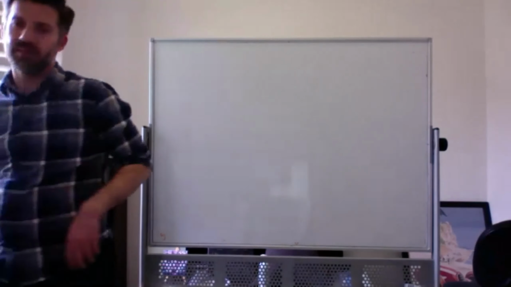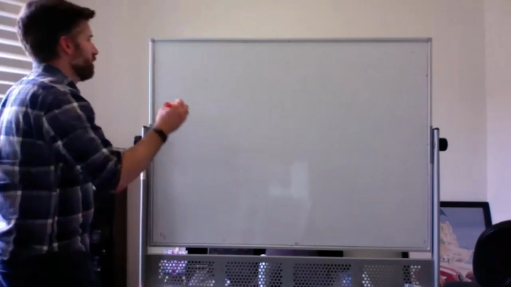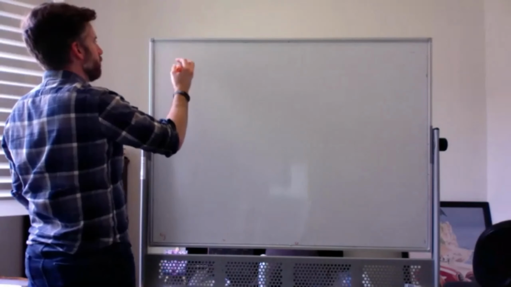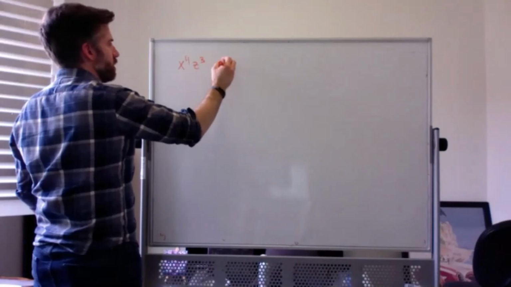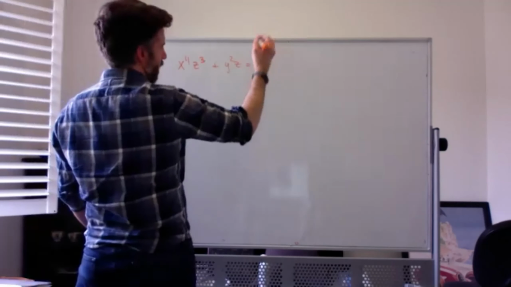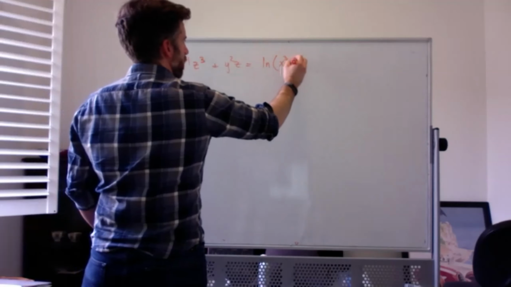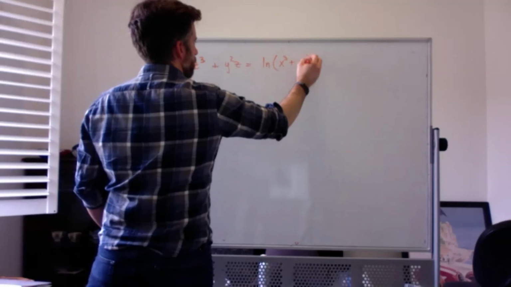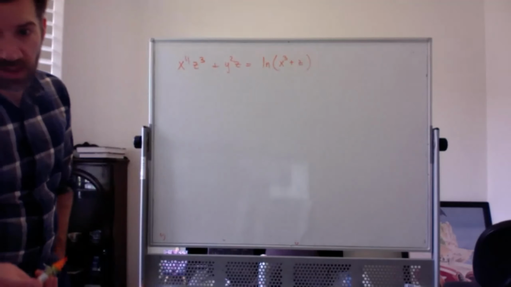So, oh, I had an example. I'm just going to make something up. This is very much like what we did in 17A, where you just have all your variables mixed together. So let's say we had something like x to the fourth z cubed plus y squared z equal to natural log of x cubed plus z. And I want to find my partial of z with respect to x.